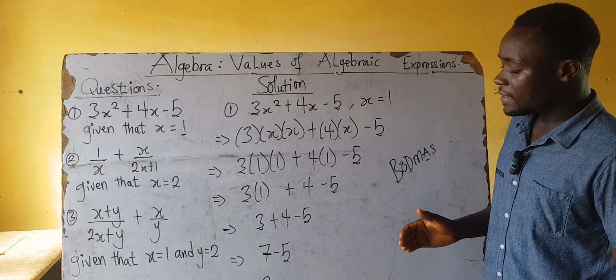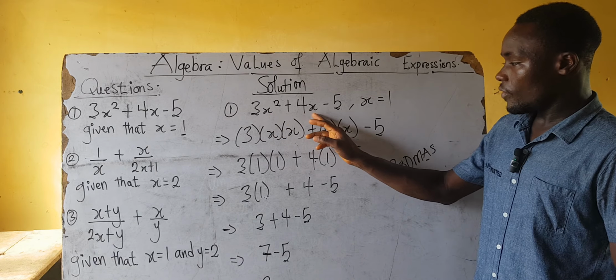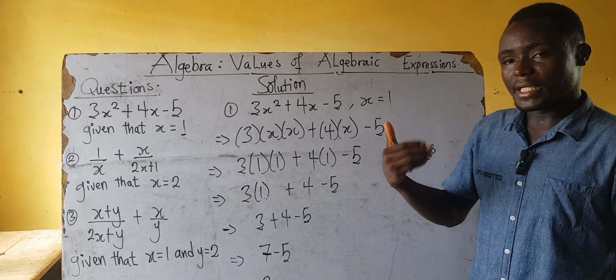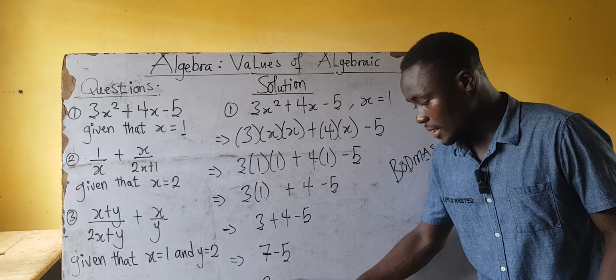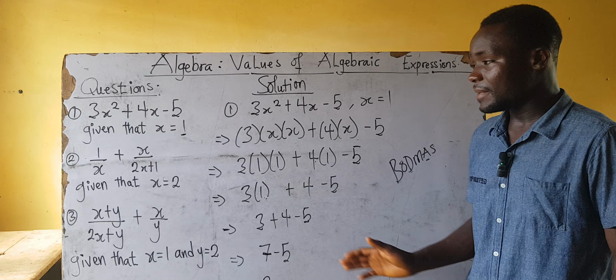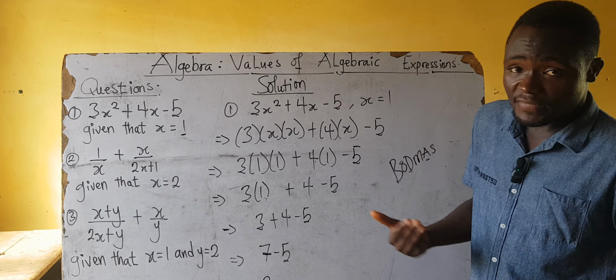Positive 2. That means that the value of the expression 3x squared plus 4x minus 5, when x is equal to 1, my answer becomes what? Positive 2. And this becomes the answer. Alternatively, we can also solve it in a different way.